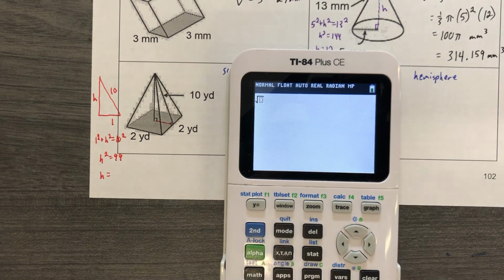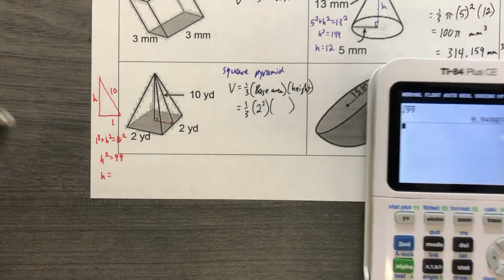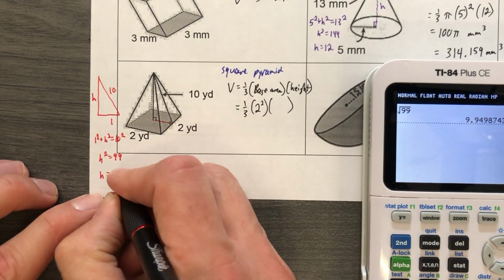So the square root of 99 is so close to 10, you can smell it. You smell that 10? I smell it. You know what else I smell? Up dog.